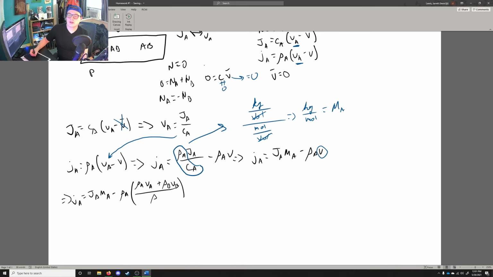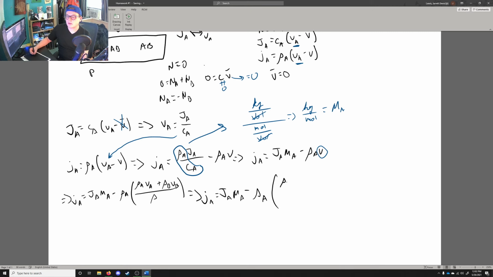And so we already have a relationship here that we described earlier for our mass average velocity. For any component, the mass average velocity of that component is equal to the molar diffusive flux for that component divided by the molar concentration for that component. So it'll work for both components A and B. So we can rewrite that again.